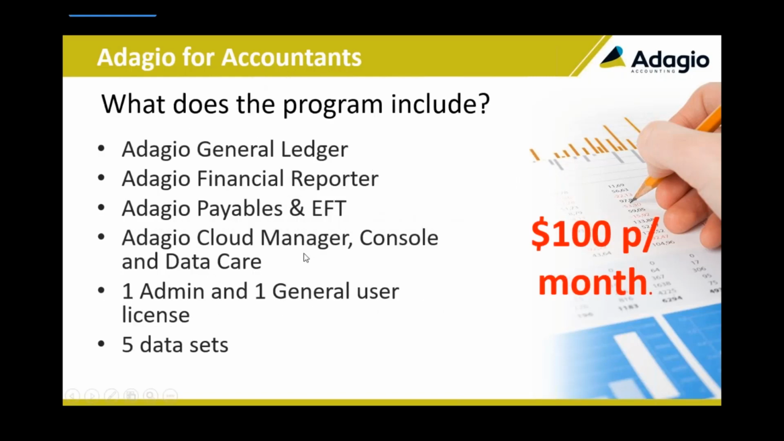So the Adagio Accountant program includes all of the software that, well, the general ledger is the only software that I've seen, but of course that's the financial reporter and Adagio payables with electronic funds transfer, and an admin and a general user, and the ability to do accounting for 5 separate companies. And it's under $100 a month.